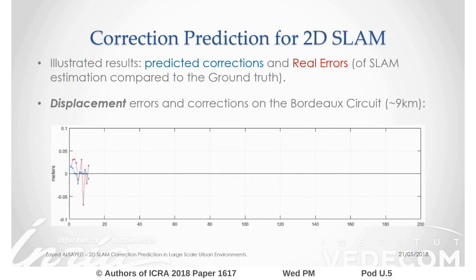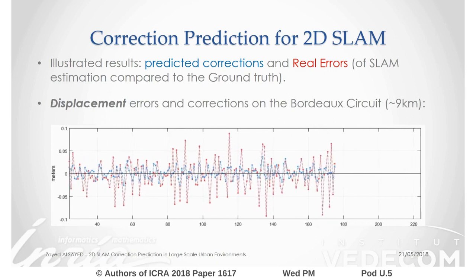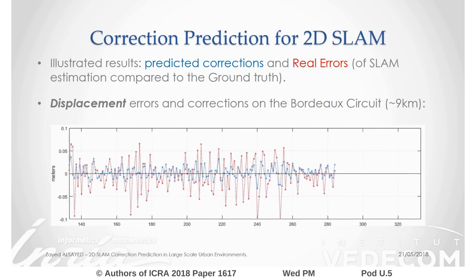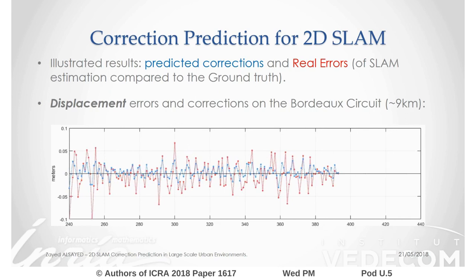Here we have the same illustration but for displacement errors and suggested corrections. We observe a similar behavior regarding the real errors and the predicted corrections. By combining our correction prediction with the SLAM estimation, we achieve a 10% reduction in displacement estimation errors.